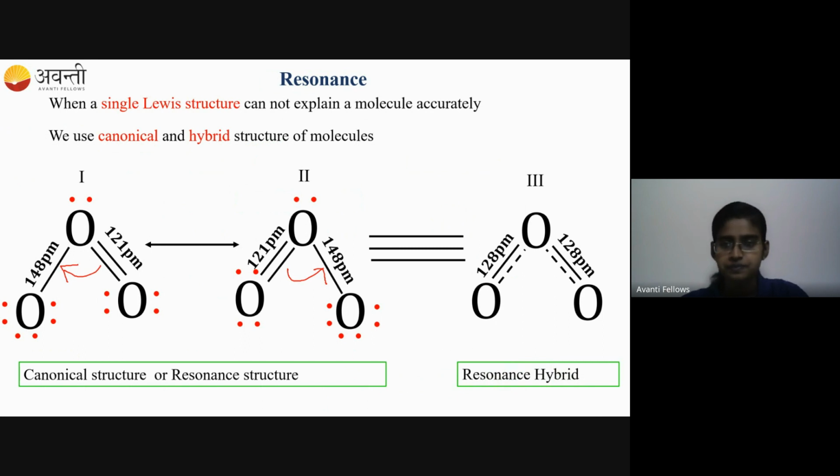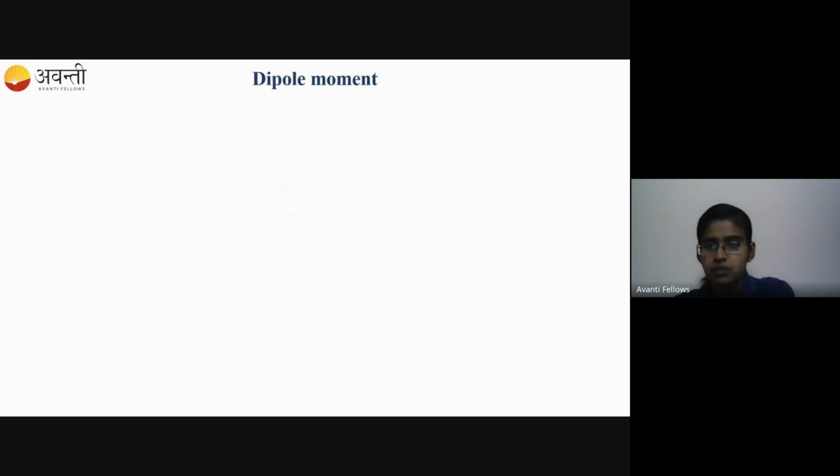Okay. Now the next topic is dipole moment. So any doubt from the resonance part for Ramnagar students? No doubt? Okay. So I'll jump to dipole moment. Any bond you can take, whether it is a covalent bond or an ionic bond. If you are taking an ionic bond, there will be some covalent character present in it.